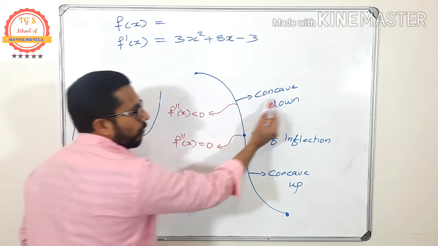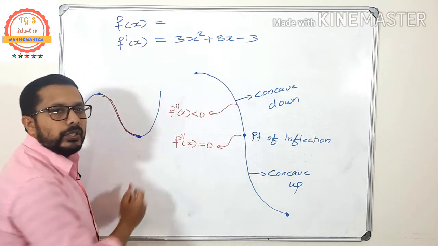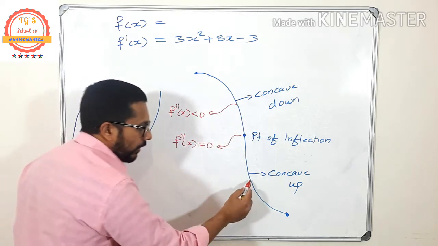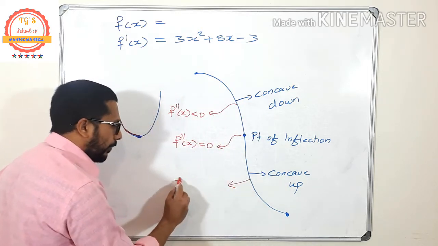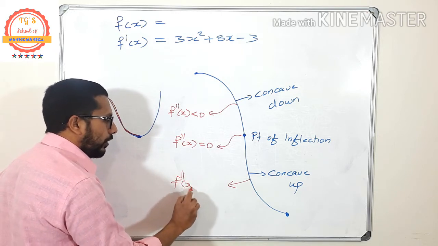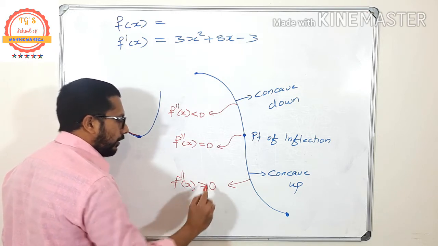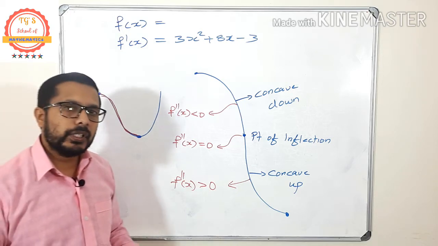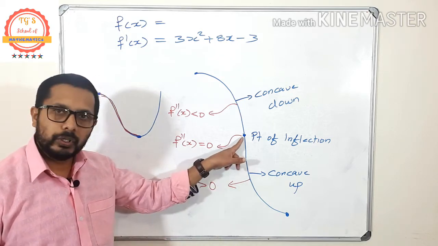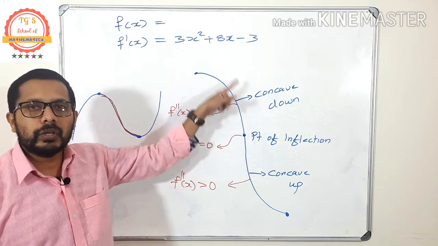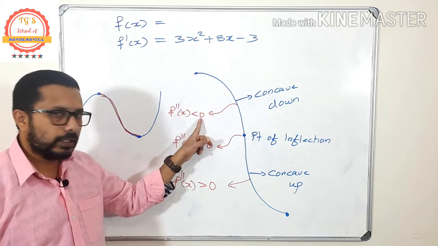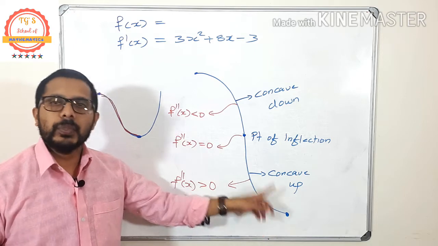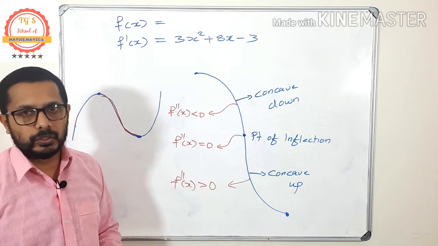So when it is concave down, the second derivative is less than 0. Here it is concave up, that means the second derivative is greater than 0, okay. So when the second derivative is equal to 0, that is the point of inflection. When it is concave down, second derivative is less than 0. When it is concave up, second derivative is greater than 0, okay.